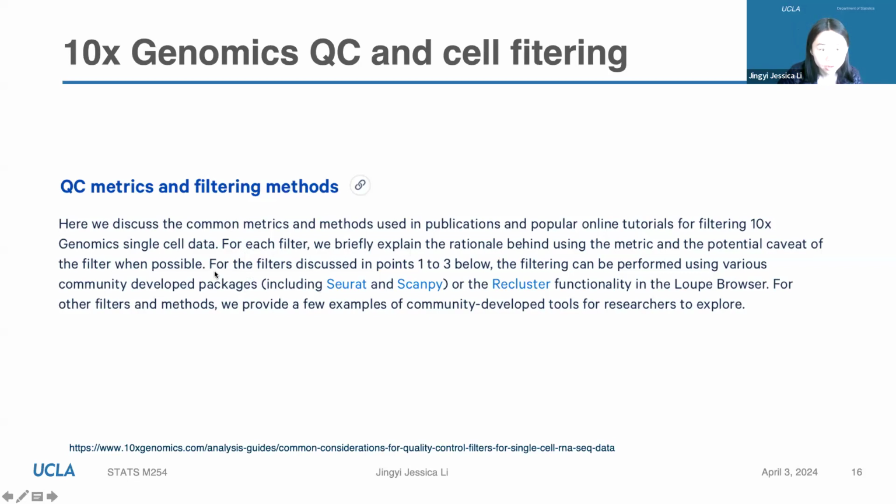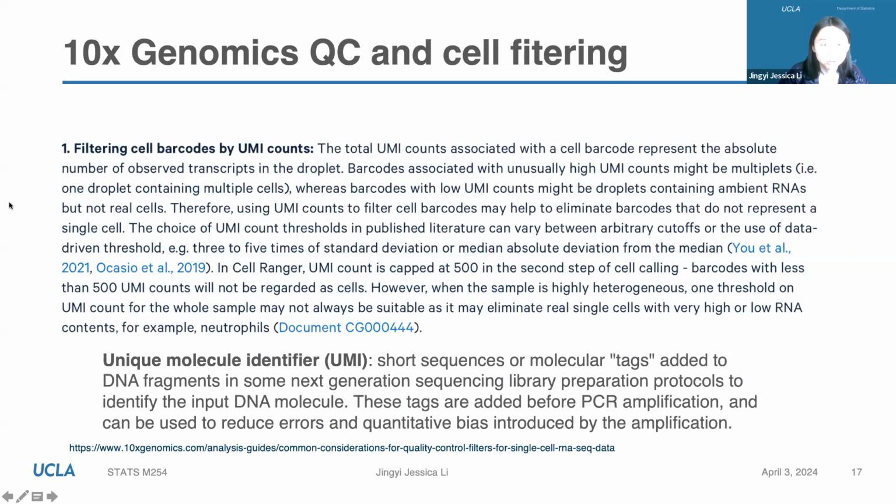So it mentions that for the filters discussed in points 1, 2, 3 below, so we will go through them again just as a review. The filtering can be performed using various community developed packages, including Seurat and ScanPy. So ScanPy is here. Okay, for other filters and methods, we provide a few examples of community developed tools for researchers to explore. So first one, filtering cell barcodes by UMI count. So they're referring to cell barcodes because a barcode may not be a cell. The total UMI counts associated with the cell barcode represent the absolute number of observed transcripts in the droplet.